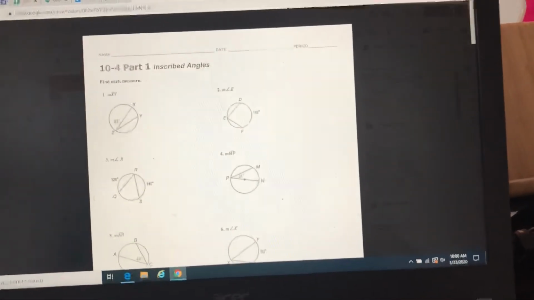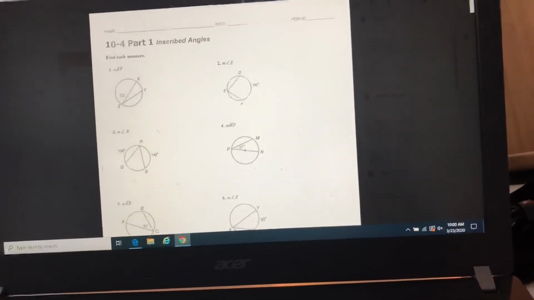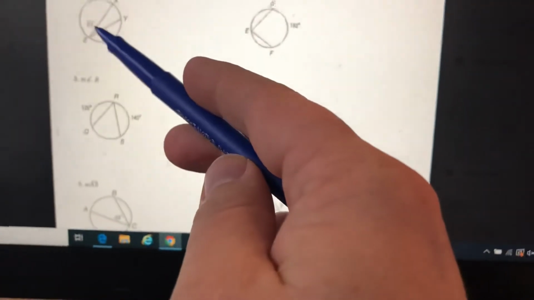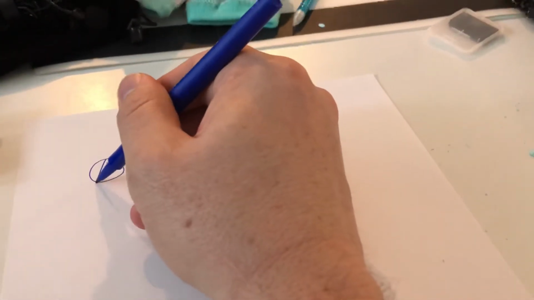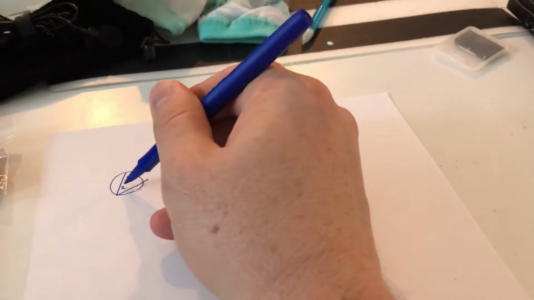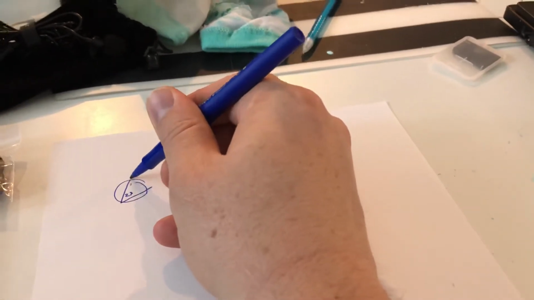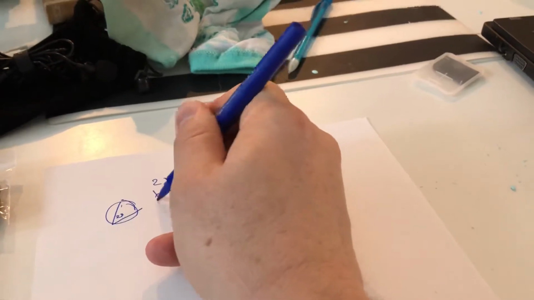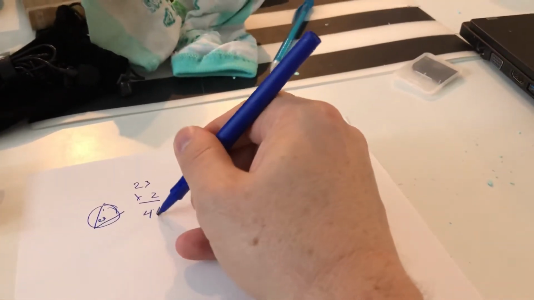All right, I had some questions about the week 25 homework, so I thought I'd just do a couple problems real quick. On this first one here, you can see that the angle is marked at 23. Anytime you have an inscribed angle in a circle, if I can draw this real quick, if this is 23, when we double it for this arc out here, 23 times 2 is going to give us 46. So this will be a 46-degree arc.